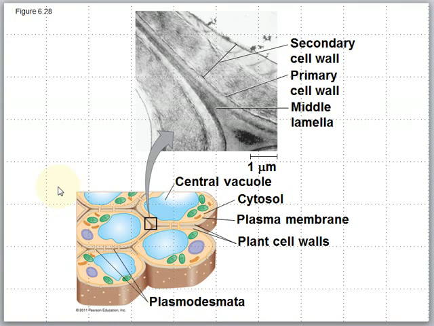At the top you have a nice microscope view of the various layers of the cell wall, and at the bottom you have a drawing that shows 4 or 5 different plant cells. If you look closely, you see little channels running through between the cell walls. Those are the plasmodesmata we talked about. Those are purposeful openings that allow the cells to share material or send material from one cell to the next.